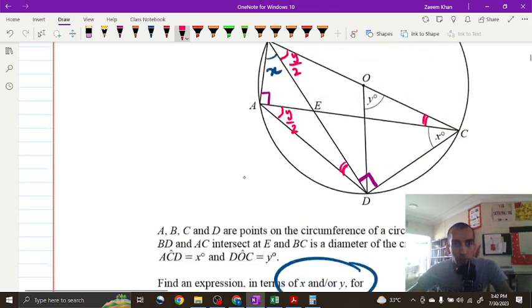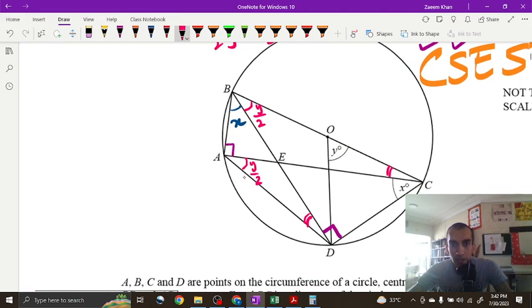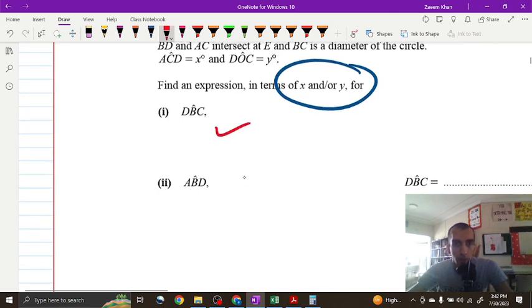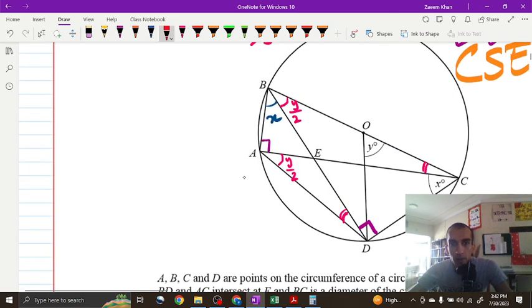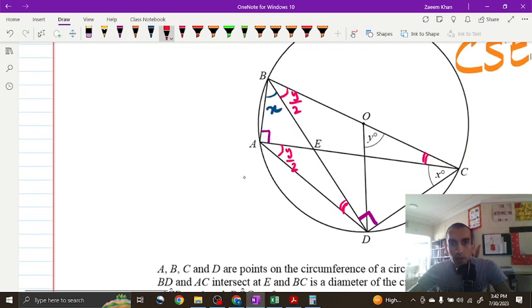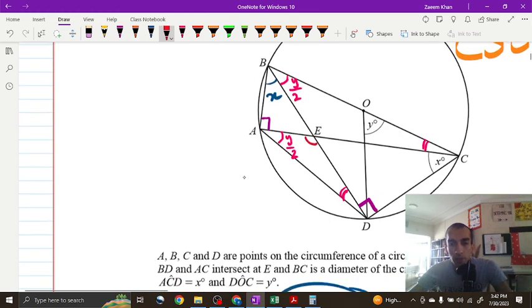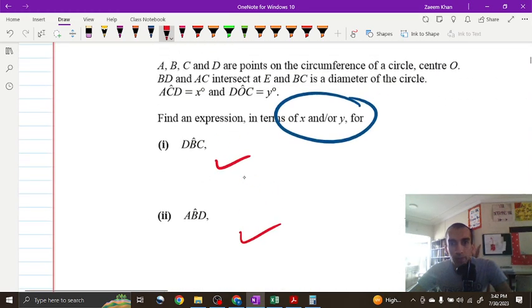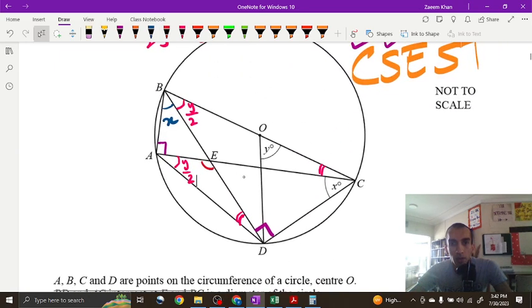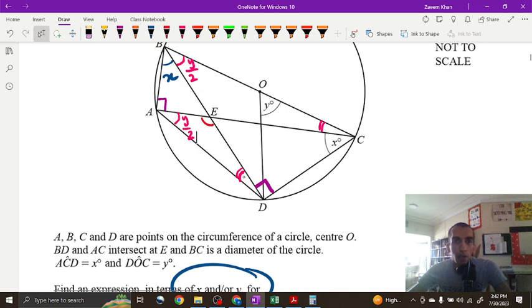Now let's see how many answers we have figured out. So we have to find DBC. Are we done with that? DBC, yes. So we're done with this. ABD, perfect. We're done with this. AED, is this one? Nope, that's left. And BDA is left as well. So this is left and this is left.